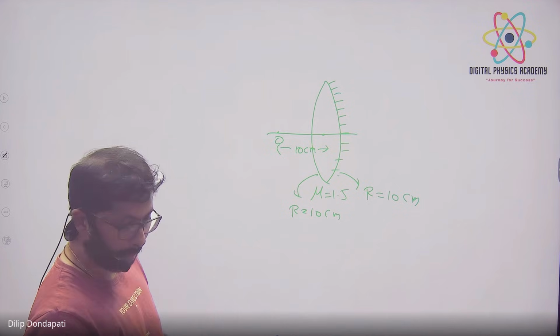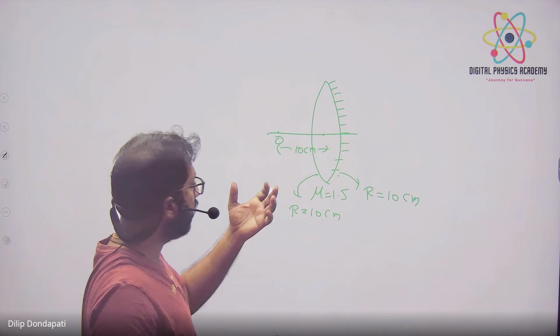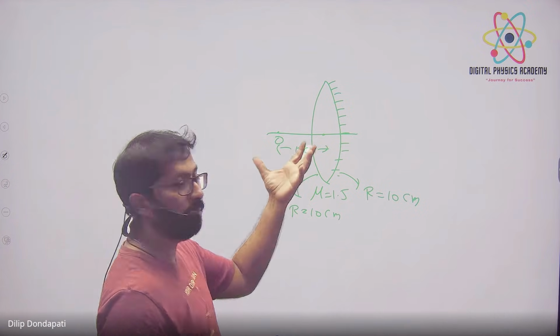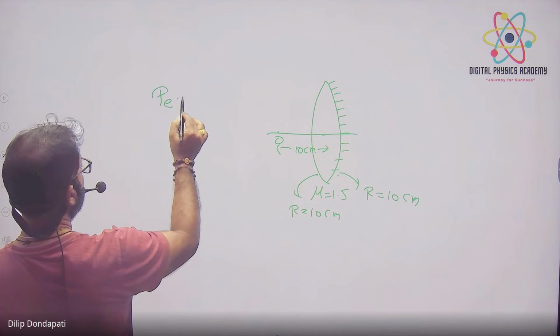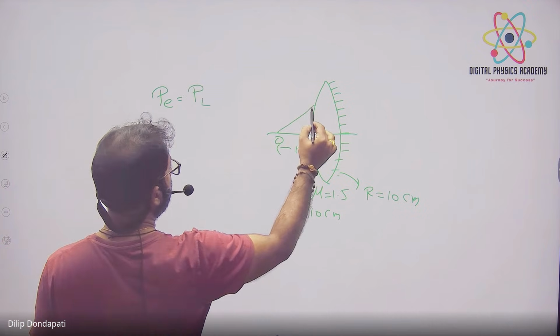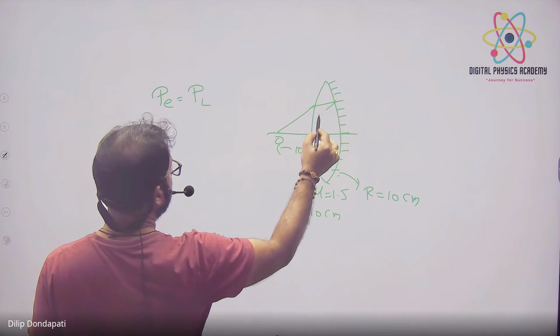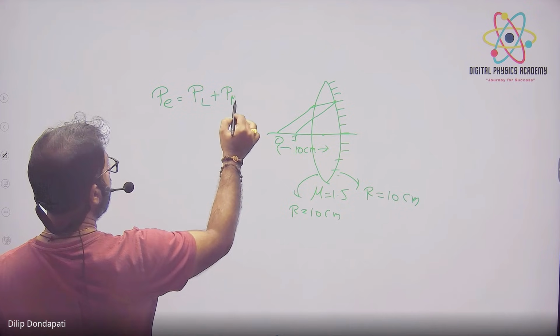Try करो. So आपको क्या करने का? Whenever silvering is there, this combination behave like a mirror. So P equivalent से start करो. P equivalent is equal to किसका किसका ऐड करने का? लेंस का, because रे डायग्राम ऐसे है ना, बाद में ऐसा ऐसा आएगा, राइट? सो लेंस प्लस मिरर प्लस लेंस.